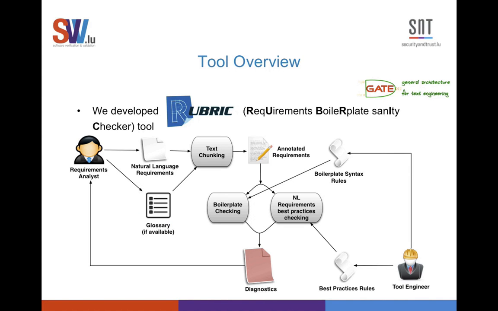To overcome these problems, we developed the RUBRIC tool, which stands for Requirements Boilerplate Sanity Checker Tool. RUBRIC has been developed using the GATE framework. RUBRIC uses text chunking, which is a robust and efficient alternative to deep parsing. Then there are two functions provided by RUBRIC: boilerplate conformance checking and natural language best practices checking, which is detecting and highlighting potentially problematic syntactic constructs that may cause ambiguities such as passive voice and use of pronouns, etc.